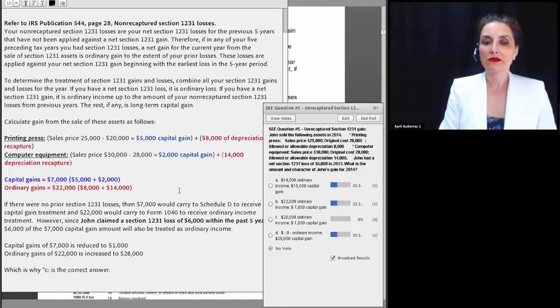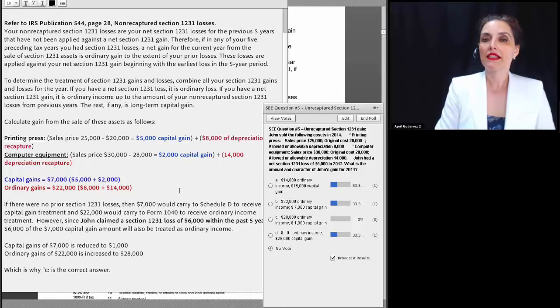So $8,000 of depreciation is going to become ordinary income, and we're sitting there right now with $5,000 that qualifies for capital gain income. We then have computer equipment that has a sales price of $30,000 and a cost of $28,000. That leaves a $2,000 capital gain, but we also had $14,000 of depreciation recapture. And depreciation recapture, again, is taxed as ordinary income. So if we look at what we have for capital gain income, we have $5,000 plus $2,000, or $7,000 of capital gain income. And we have ordinary gains of $22,000, or $8,000 plus $14,000.